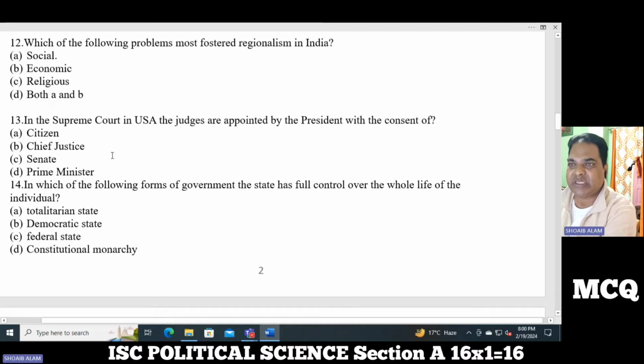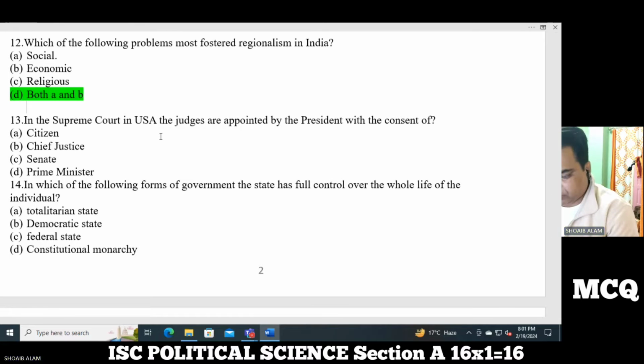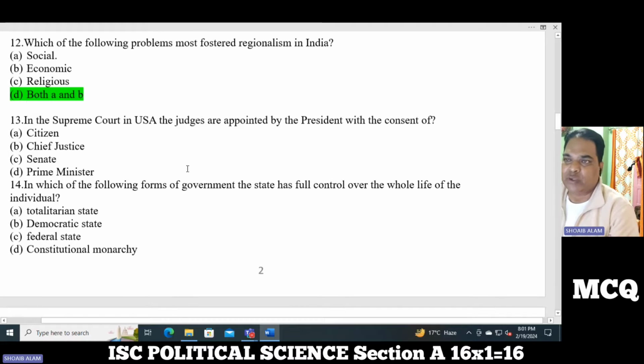Social, economic, religious, both A and B. So I'll go with both A and B. Okay, social, economic. So socio-economic causes are the reasons for regionalism in our country. Okay, now number 13. In Supreme Court in USA, the judges are appointed by President with the consent of whom?